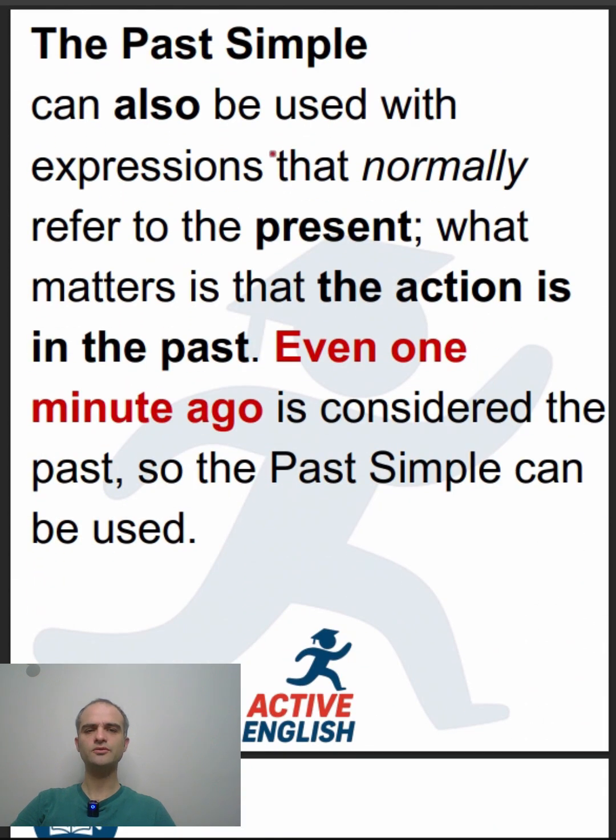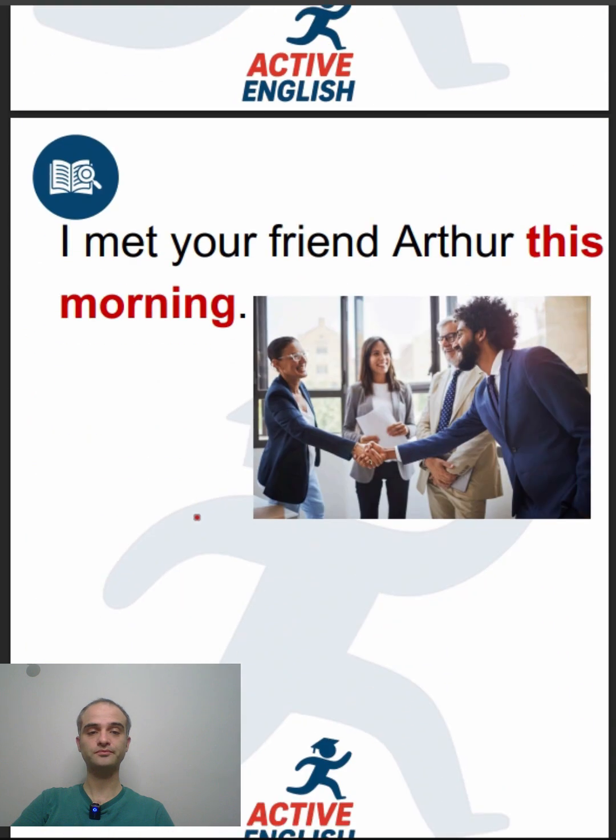Past simple can also be used with expressions that normally refer to the present. For example, now. We use now to talk about actions that give us present times. But we can even use now to talk about actions that are in the past. So here, what matters is that the action is in the past. Even 1 minute ago is considered the past, so the past simple tense can well be used.